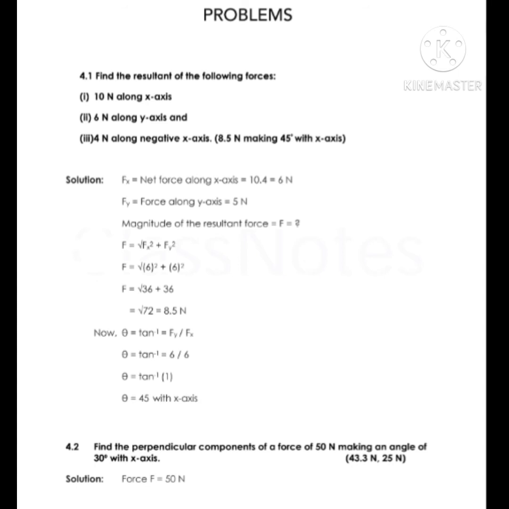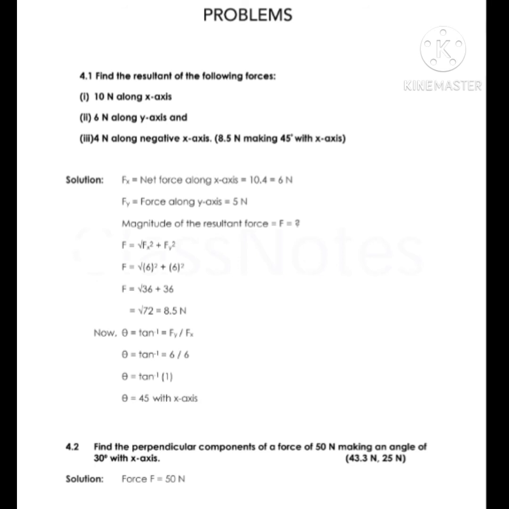Magnitude of the resultant force is what we want to calculate. As we know, the magnitude of the resultant force is F equals under root F of x squared plus F of y squared. By putting these values of F of x and F of y, we have 36 plus 36. By taking under root of this, we have 8.5 Newton. Now we will calculate its direction, which is calculated by the formula theta equals tan inverse F of y upon F of x. By putting the values of F of y and F of x, we get tan inverse 1. Tan inverse 1 equals 45 degrees along the x-axis.